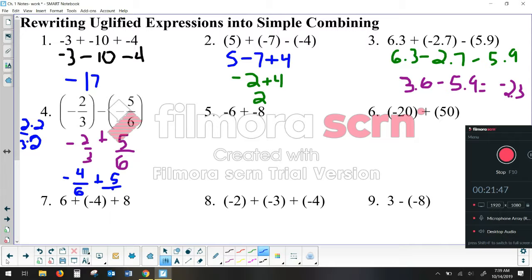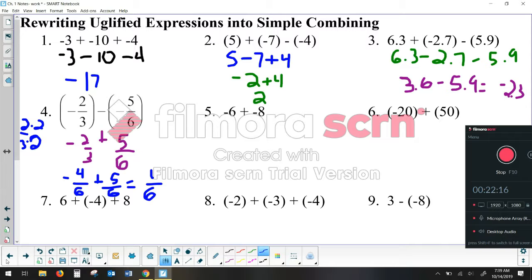Okay, now we do have our common denominators. We are good to go. We know our bottom number, our denominator will stay the same, no matter what. And then you will have a negative 4 plus 5. Our positive team is winning by how much? By 1. So you have 1/6.